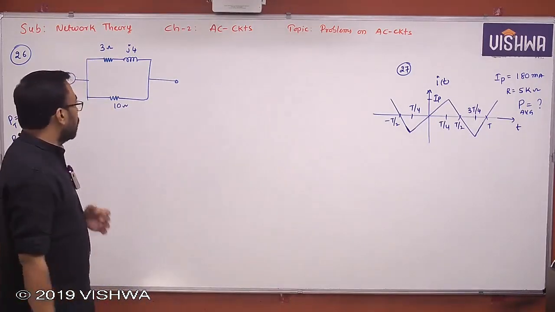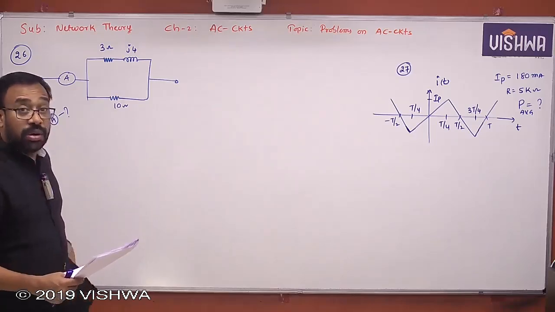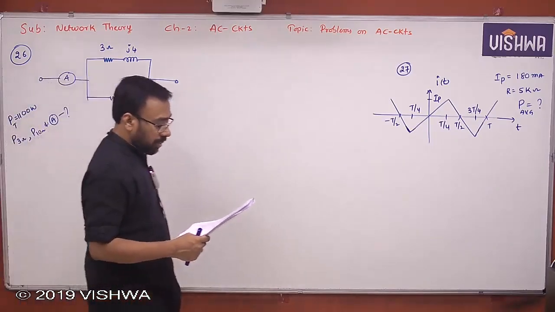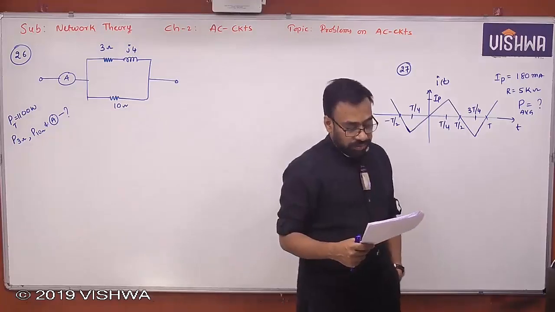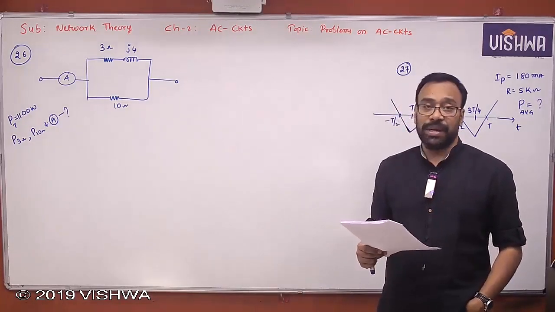In the last session, we discussed the 25th problem, right? So let's look at the 26th problem now. Let's read that problem here. If the total power is 1100 watts, find the power in each resistor and the reading on the ammeter.